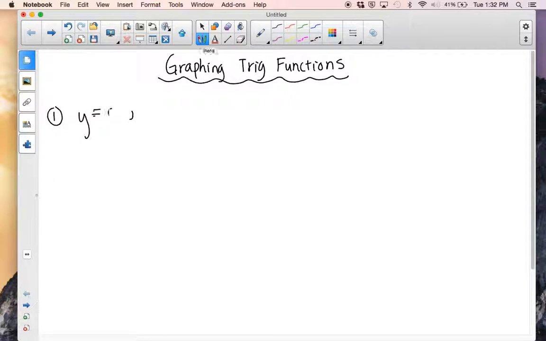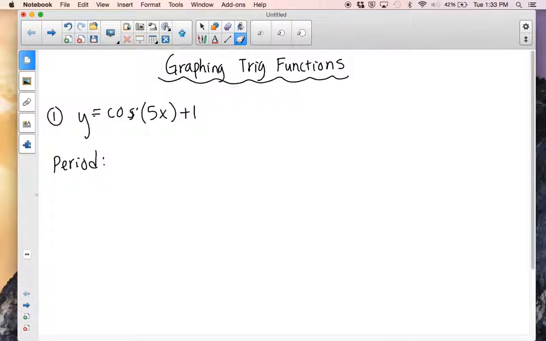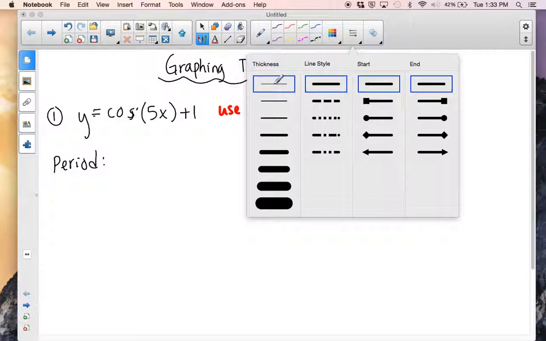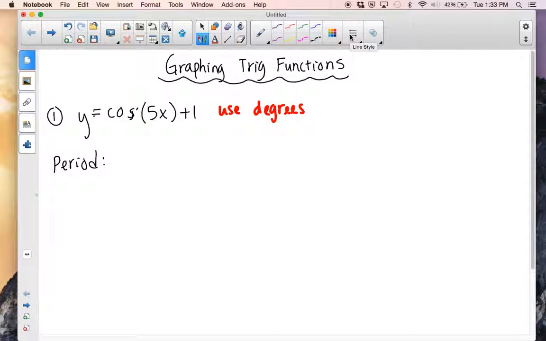Y equals cosine of, let's do 5x plus 1. So first of all, let's think about the period. Period is 2 pi. And let's use degrees as our domain unit. Use degrees. So technically this should be 5x degrees here inside.